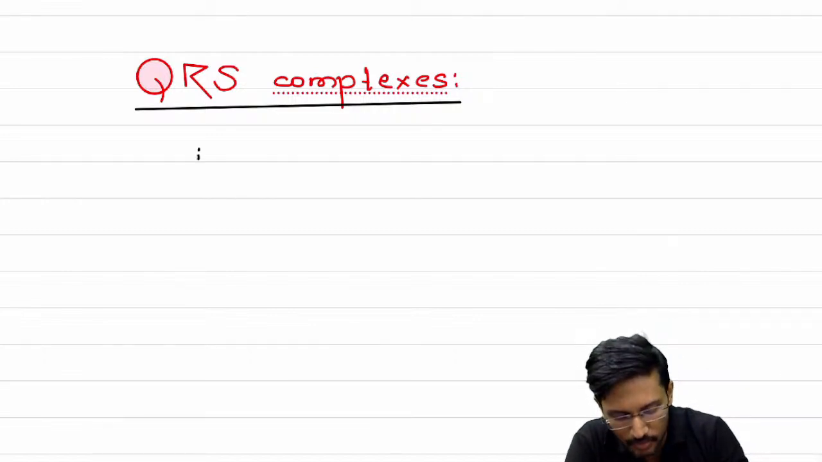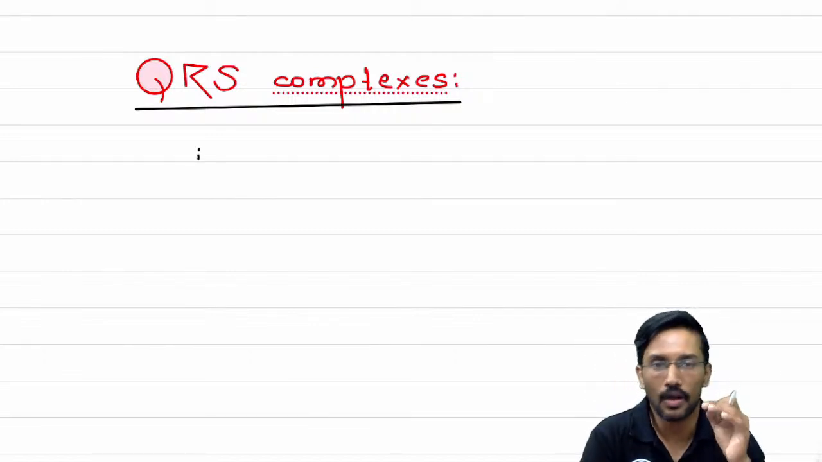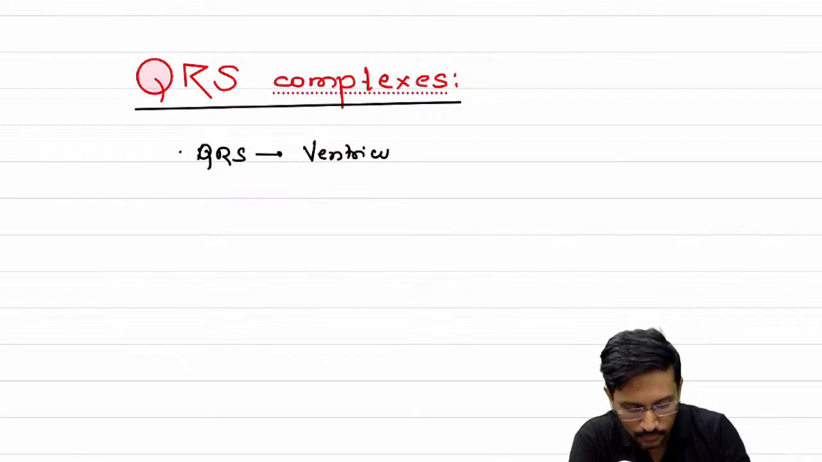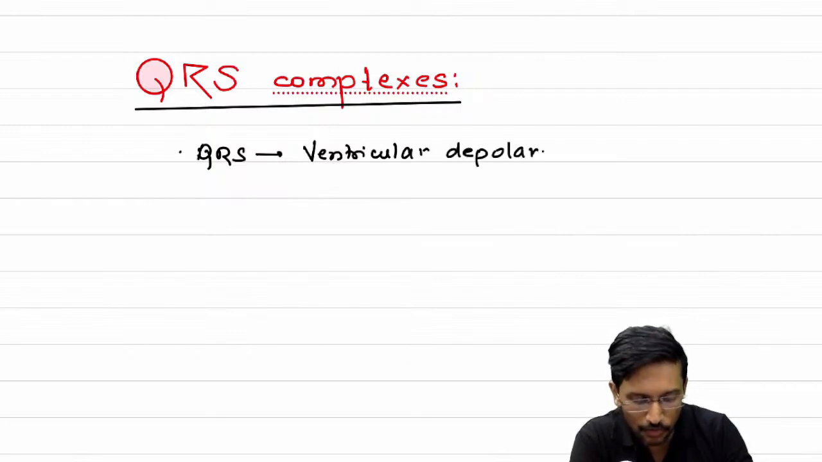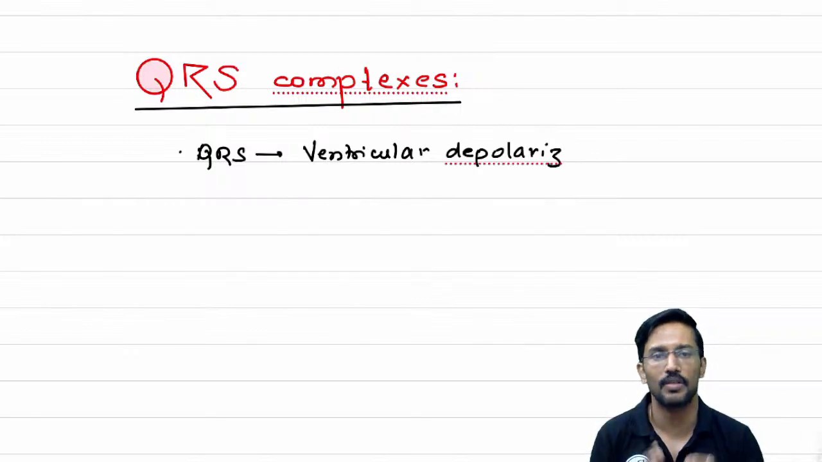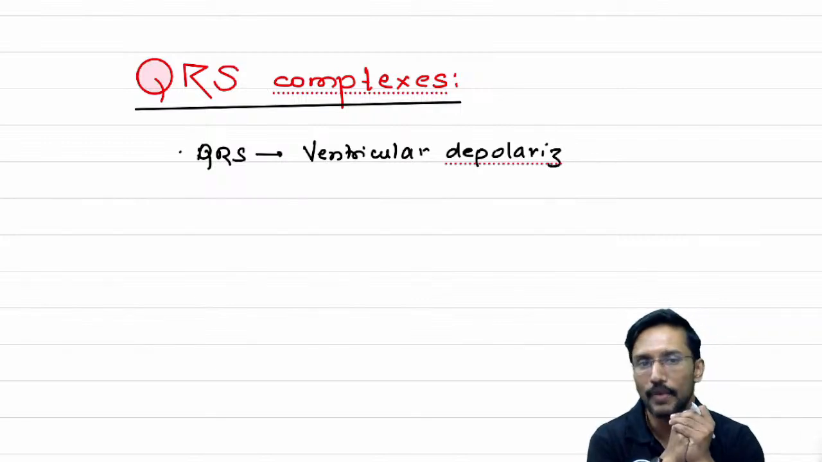QRS complexes represent the ventricular depolarization, right? QRS complexes are the waves of ventricular depolarization. They indicate ventricular depolarization. So if I'm suspecting some pathology of the ventricles and if I want to look into the ECG for it, QRS complexes are my window to the ventricles, right?